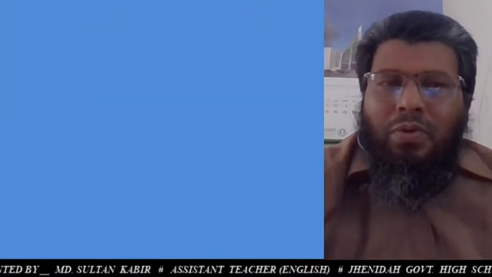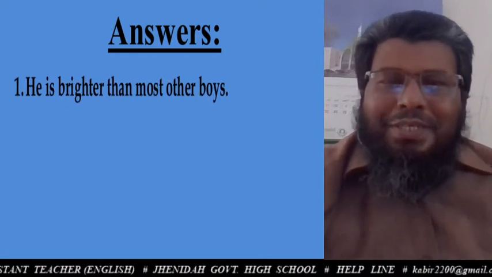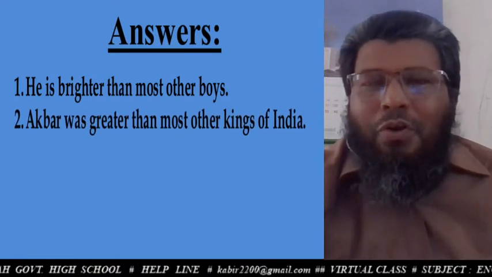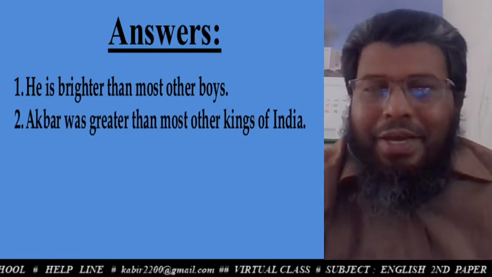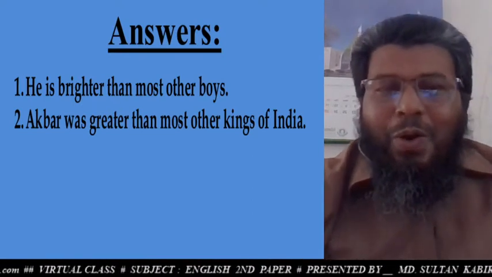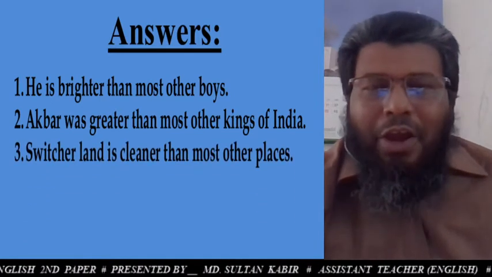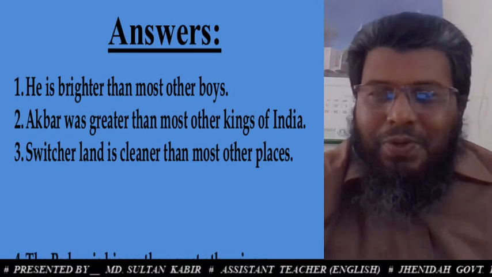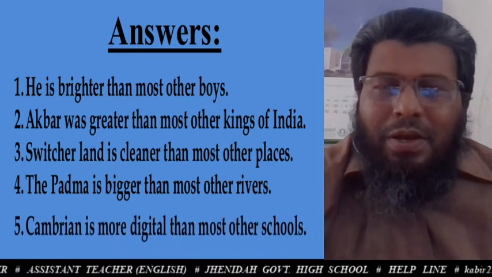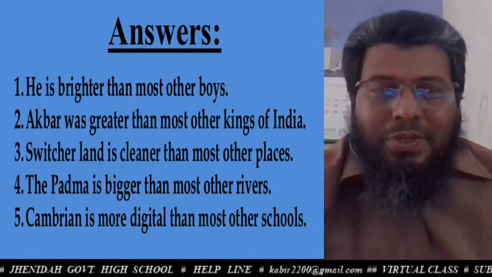Okay, I think you have done all this. Now look at the answers. The first one is: he's brighter than most other boys. Second one: Akbar was greater than most other kings of India. Look, here we wrote "kings" after "than most other," and after kings there was "of India," which we have written here as well. Number 3: Switzerland is cleaner than most other places. Number 4: the Padma is bigger than most other rivers. And number 5: Cambrian is more digital than most other schools.